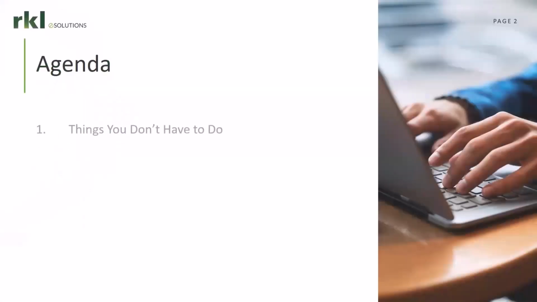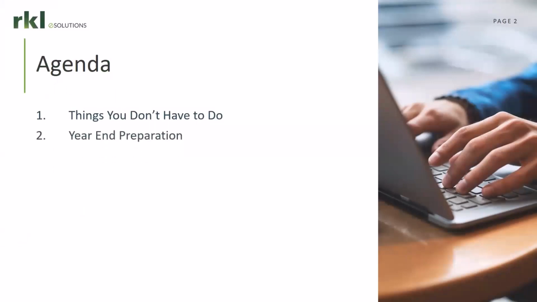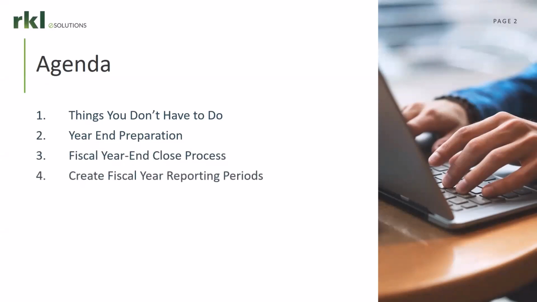On our agenda for today, we are going to talk about, with Sage Intacct, things that you don't have to do. We're going to talk about our year-end preparation, the fiscal year-end close process, creating fiscal year reporting periods, and then everybody's favorite topic, 1099 preparation and processing. Also, we're going to go over any frequently asked questions.